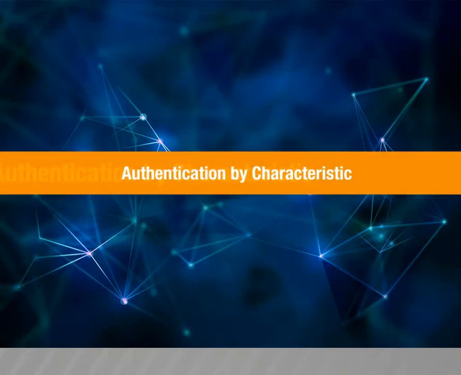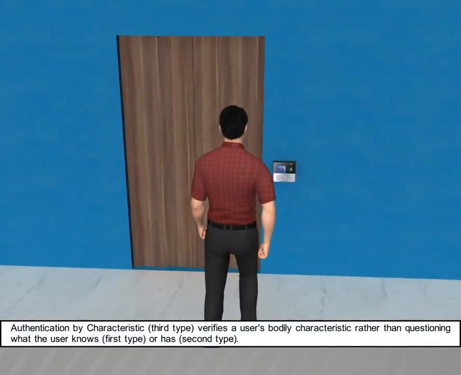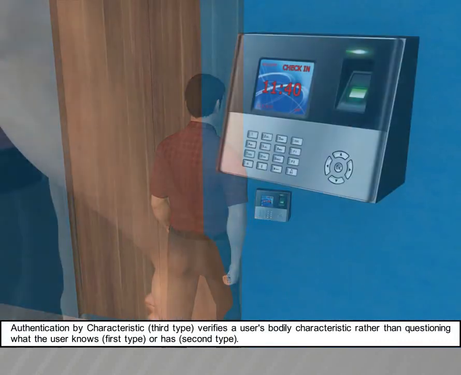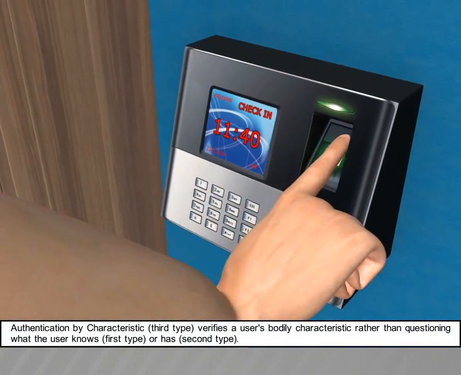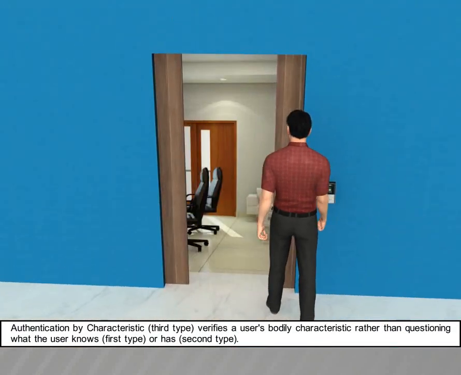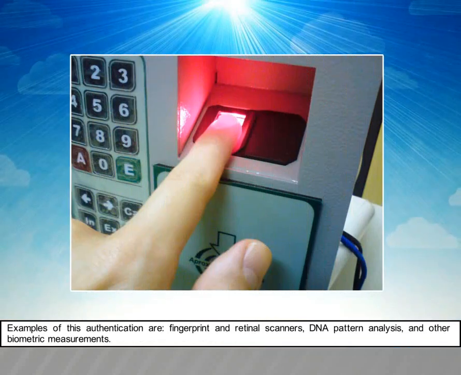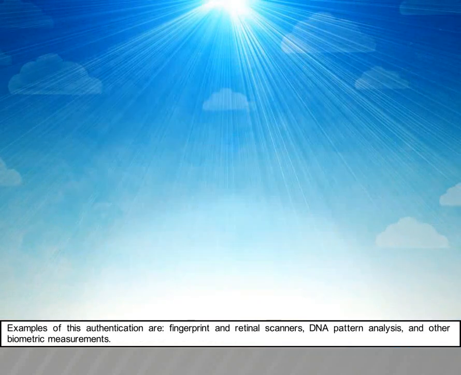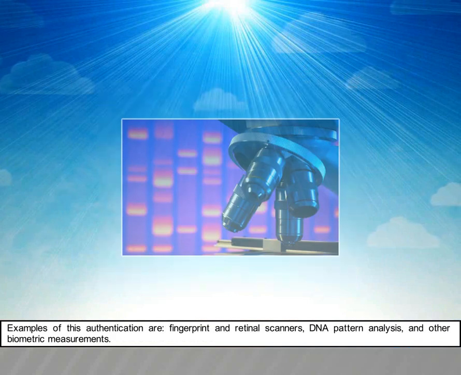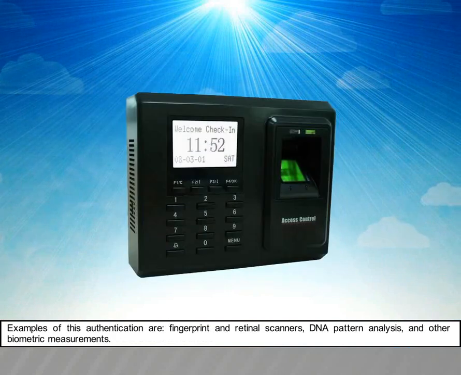Authentication by characteristic. Now we are going to see about authentication by characteristic. Authentication by characteristic, third type, verifies a user's bodily characteristic rather than questioning what the user knows, first type, or has, second type. Examples of this authentication are fingerprint and retinal scanners, DNA pattern analysis, and other biometric measurements.